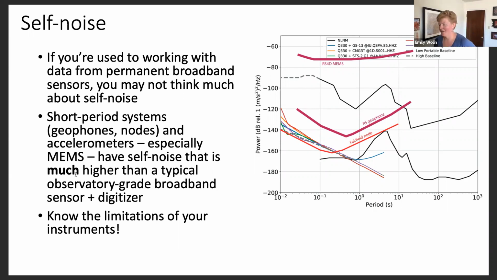So again, any time you're using data or deploying instruments, know their limitations, right? Pick the right instrument for the job, look at the metadata. Just because geophones and broadbands have the same BHZ or HHZ code doesn't mean that they can be used in the same kinds of studies. So just be aware of that.